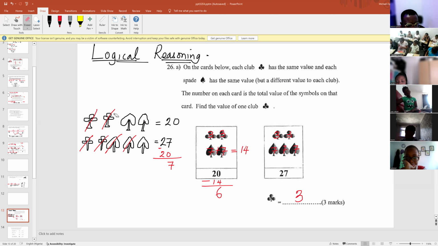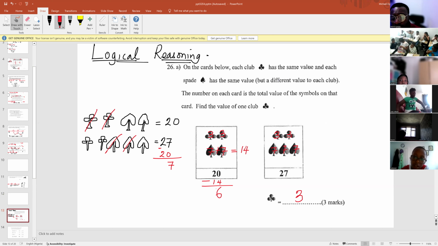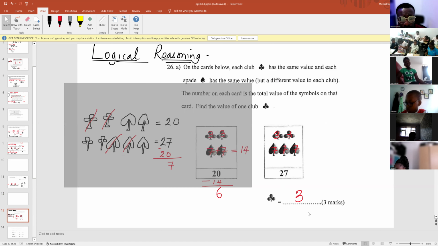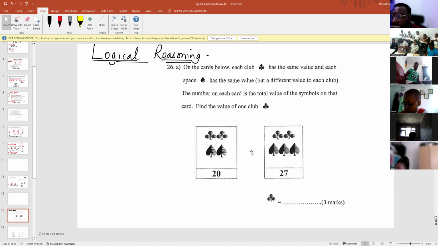Let's work it out again. 2 clubs and 2 spades gives us 20. And 2 clubs and 3 spades give us 27. So our assignment is to find out the value of each club.